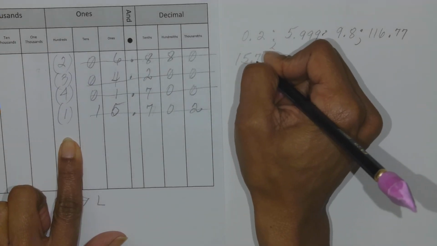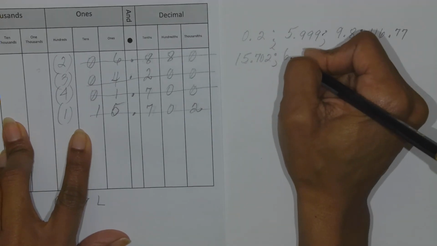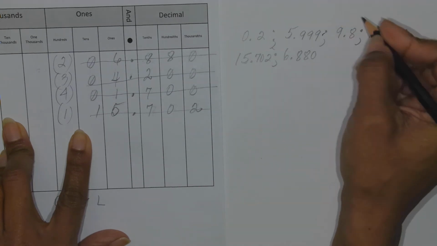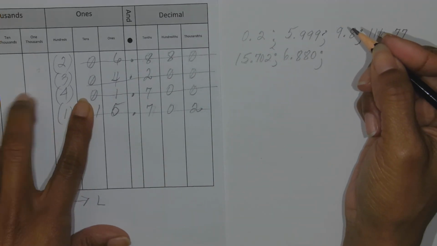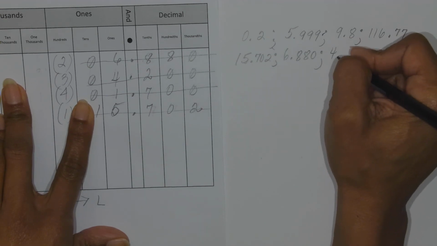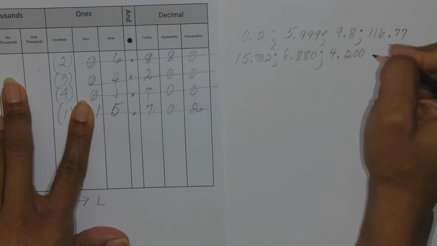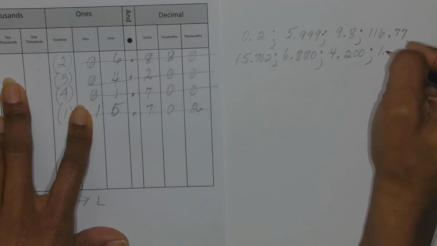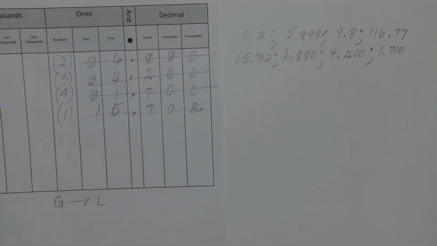15 and 702 thousandths, then 6 and 880 thousandths, or 6 and 88 hundredths. Next would be 4 and 200 thousandths, or 4 and 2 tenths. And lastly, we would have 1 and 700 thousandths, or 1 and 7 tenths.